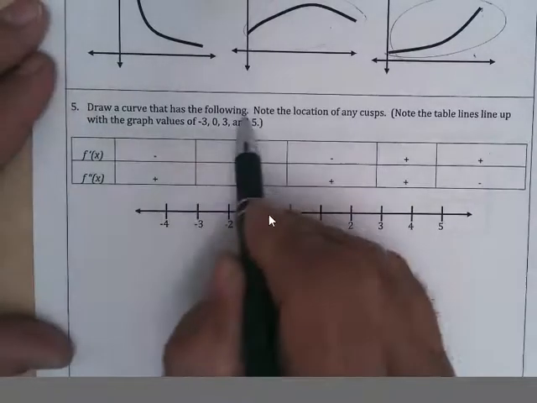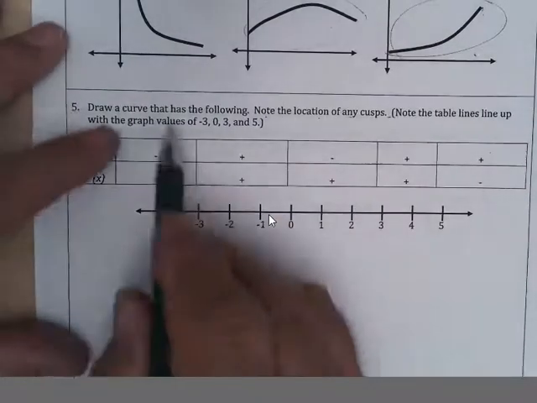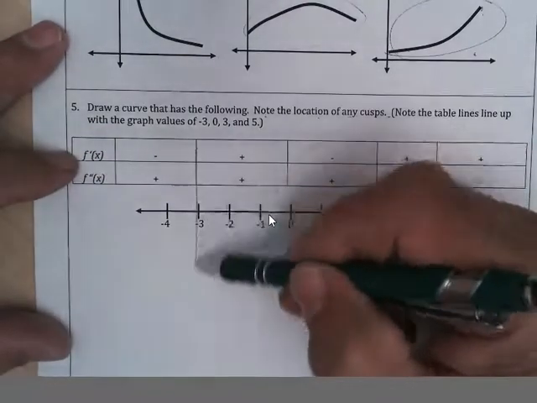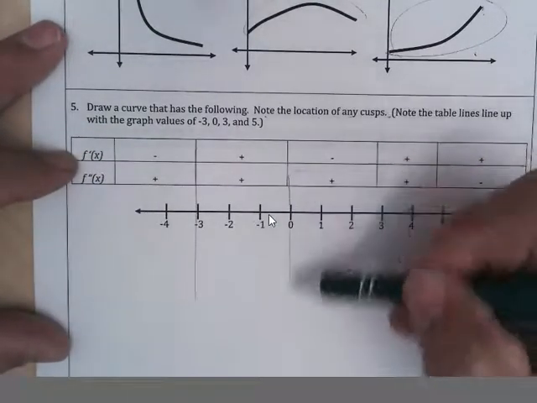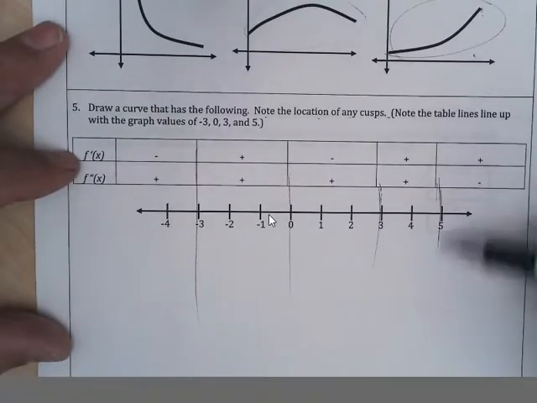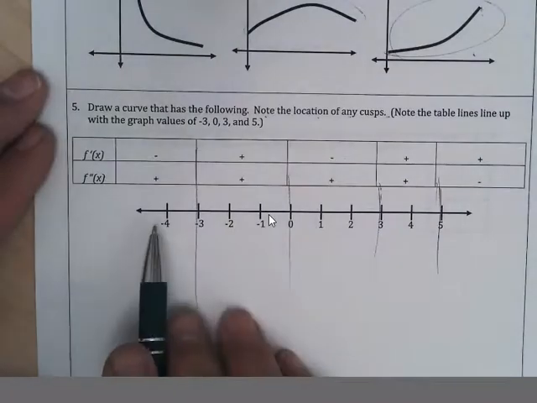Draw a curve that has the following. Note the location of any cusp, but it has the following characteristic. Okay, so the tension is here to line these up with these places. So that was supposed to be at 3, and this is supposed to be at 5. It got a little off on the printer.